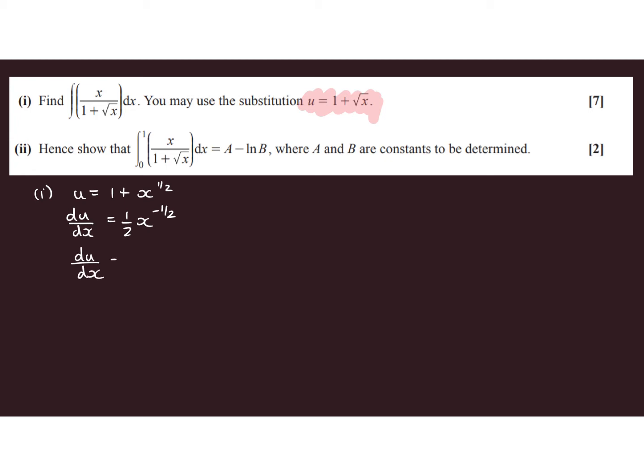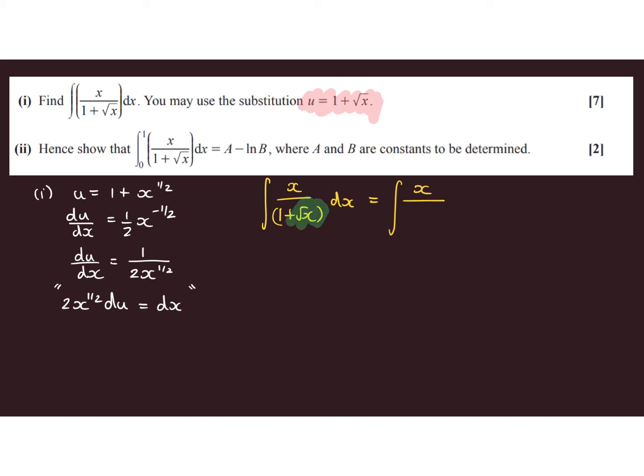So du by dx is equal to 1 over 2x to the power of a half, just rewriting the power on the right hand side, and then 2x to the power of a half du is equal to dx, doing some fake cross multiplying here. So now my integral of x over 1 plus root x dx is going to become an integral of x over, and then of course in place of 1 plus root x I'm going to put u, and then in place of dx I'm going to put in 2x to the half du.